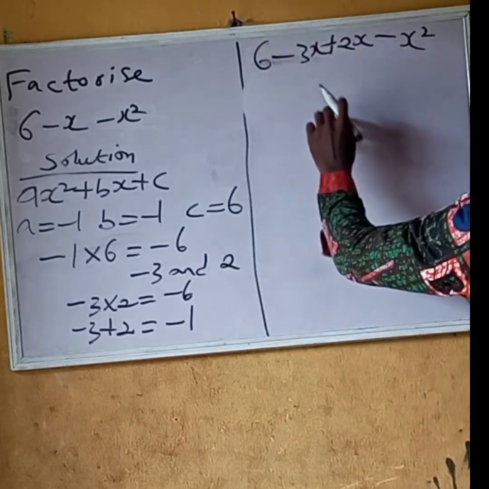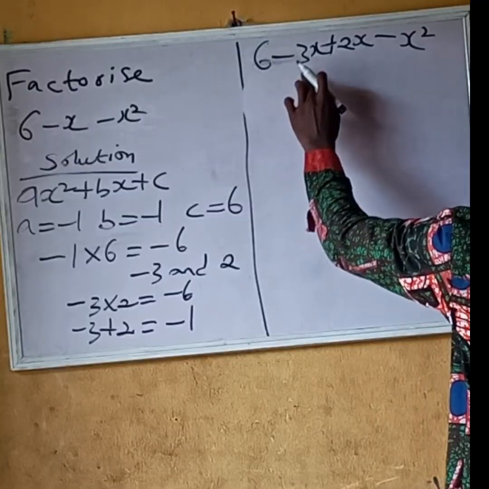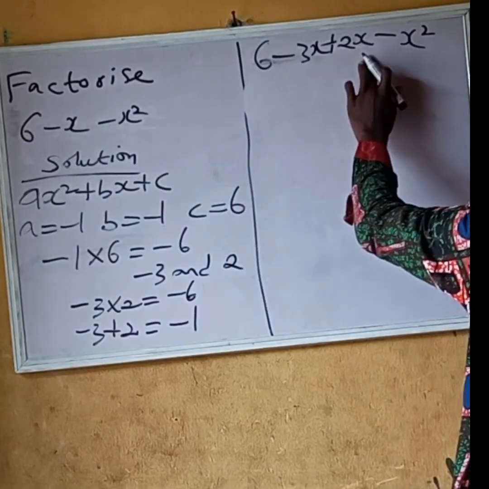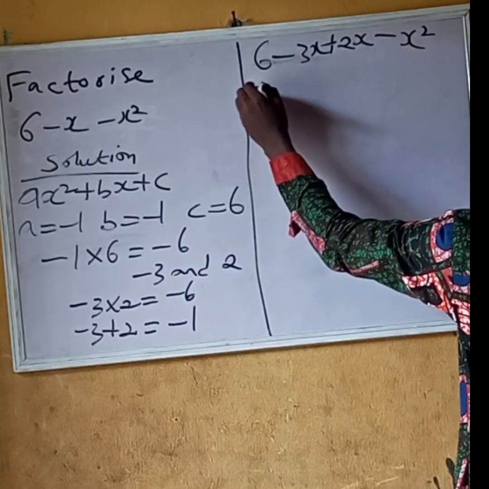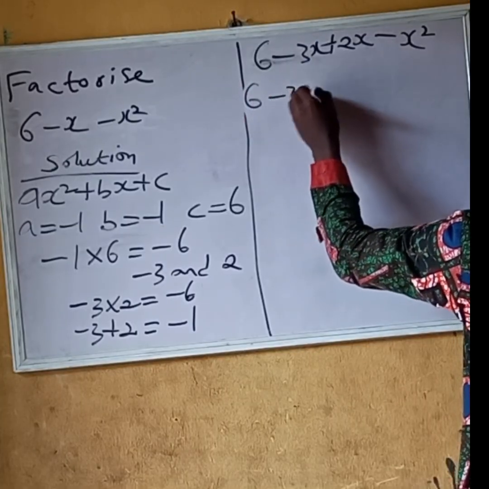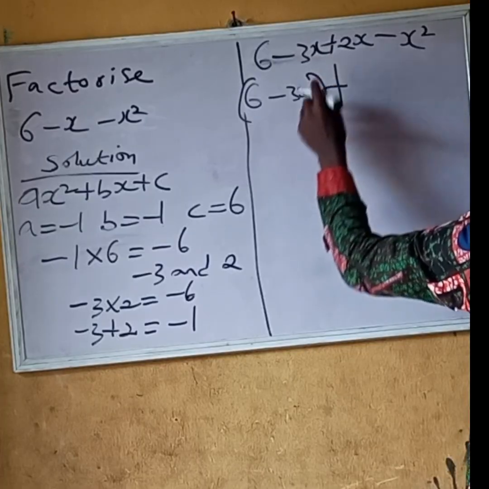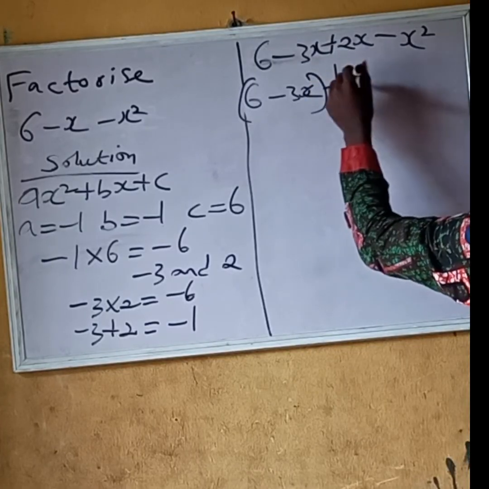Now, let's group in twos. Minus 3s plus 2s is the same as minus s, because if you remove 3s from 2s, you will have minus s. So let's group in twos: 6 minus 3s. Anytime you are factorizing, I always group in twos. So I put my big plus, then I will now separate this other one.